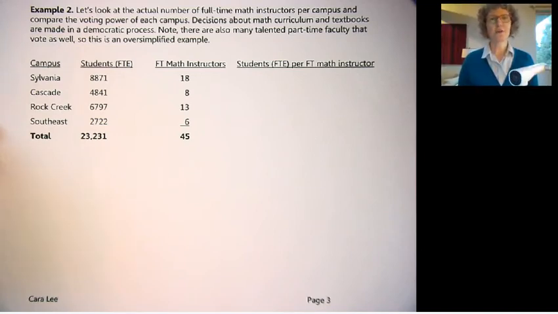Hi, this is a video on voting power. So once you have an apportionment set, then you can calculate the voting power of each state, or in this case, the voting power of each campus.